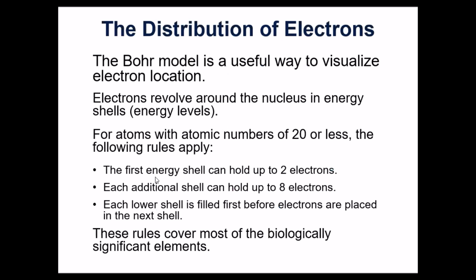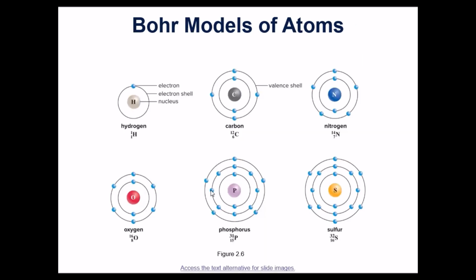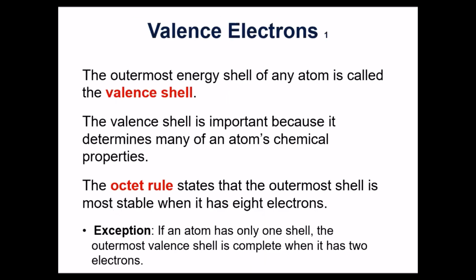There are a few rules that apply. The first energy shell only holds up to 2 electrons. We mentioned that. Each additional shell can hold up to 8 electrons, as this shows. Each lower shell is filled first before electrons are placed in the next shell. Now, those outer energy levels, that valence shell, are important because that determines a lot of the chemical properties of that atom, especially whether or not it's going to react with and form a chemical bond. And we're going to see that.